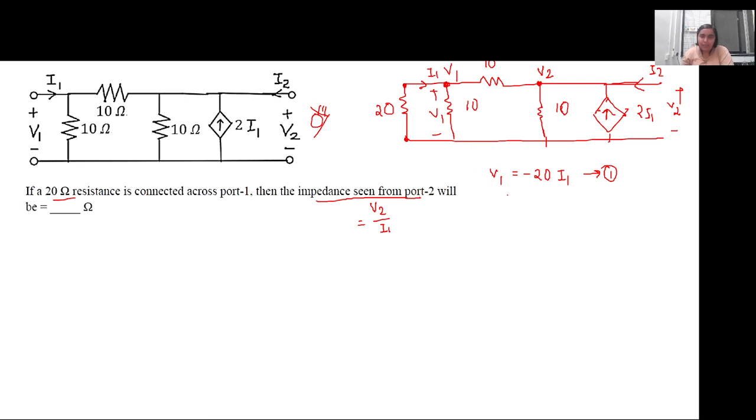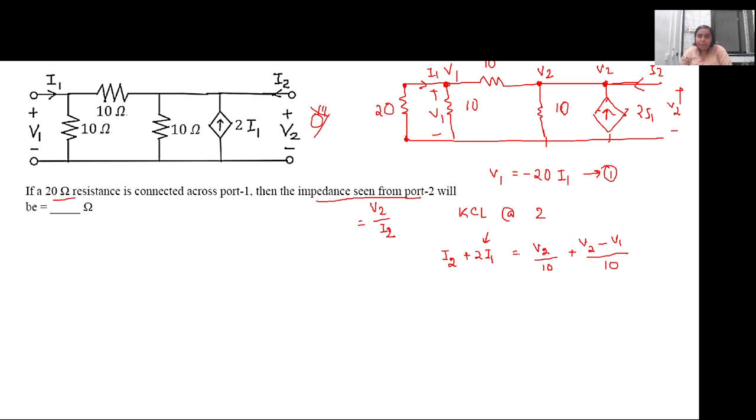So we can apply KCL at 1 and 2. Let's apply KCL at node 2. This is the same node V2. I2 current is flowing in, 2I1 current is flowing in, and V2 by 10 current is flowing out, and V2 minus V1 by 10 is flowing out. Now we need only V2 and I2, so we have to get rid of I1 and V1.